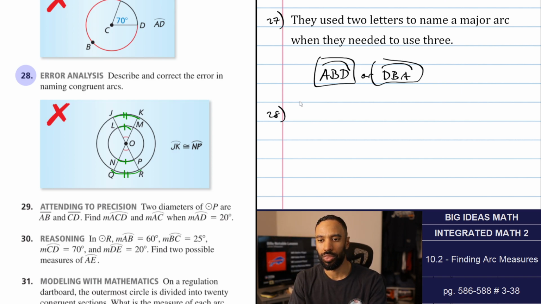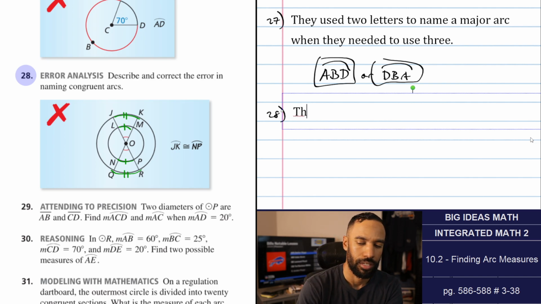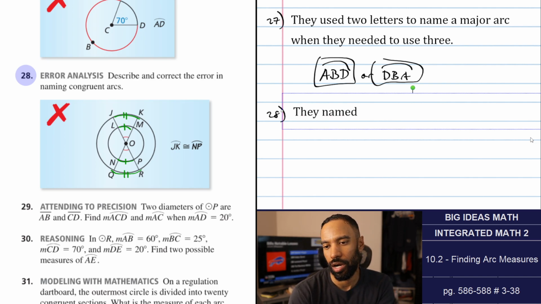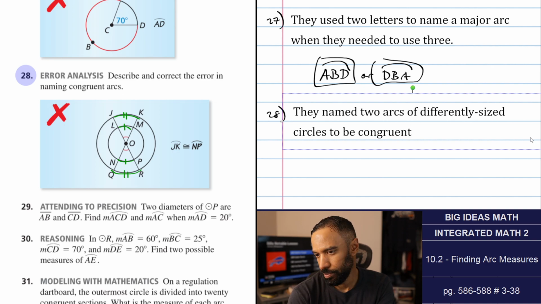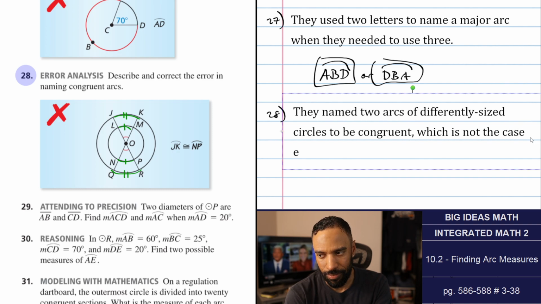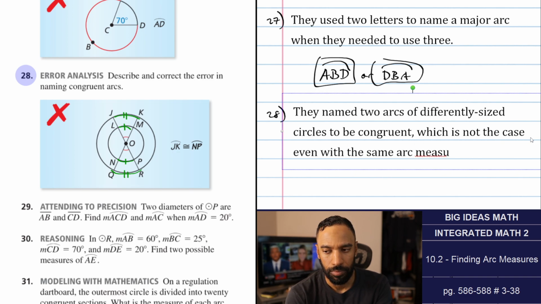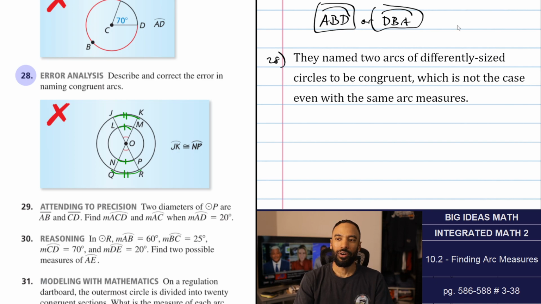So they named two arcs of differently sized circles to be congruent, which is not the case even with the same measure. So I don't know how to correct it other than saying, let's make JK congruent to something else.